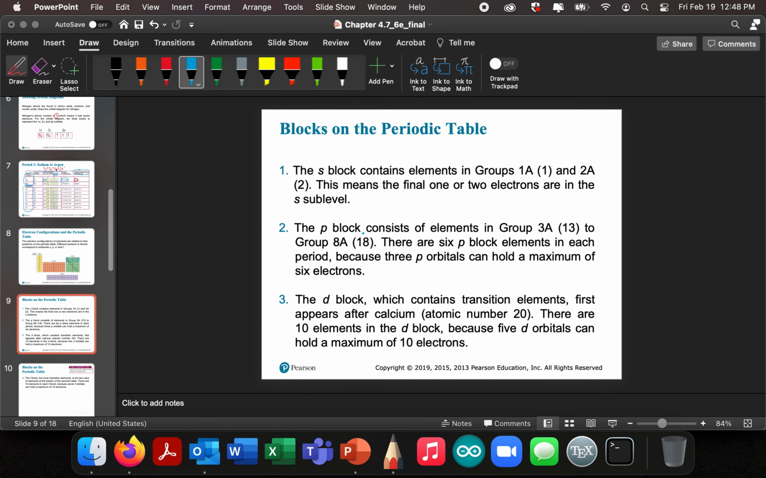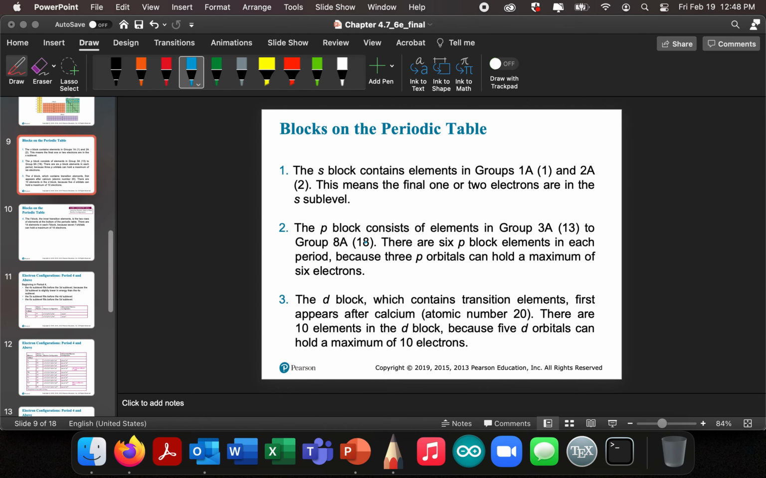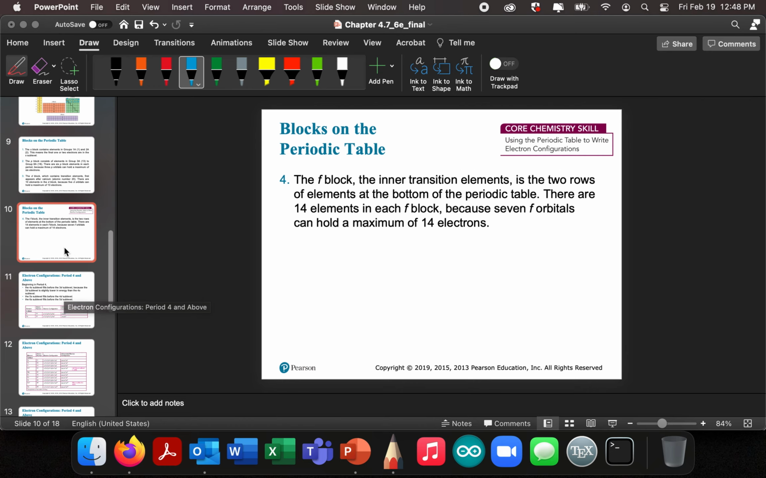Okay? So the S block contains elements in groups 1A and 2A. The P block consists of elements in groups 3A to 8A, and the D block is the stuff in between. And the F block, I don't say anything about that.